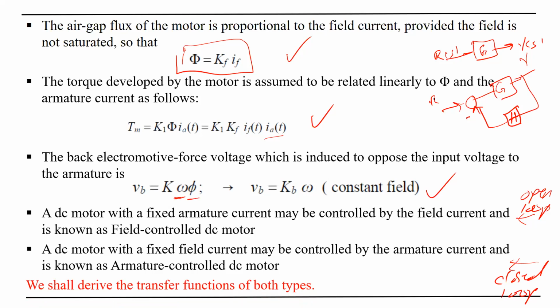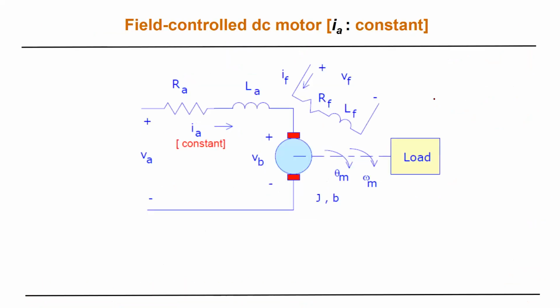As I said, we will be deriving the transfer function for both types, one at a time. So let's start by assuming Ia is constant. The current in here is constant. Find theta m over Vf.